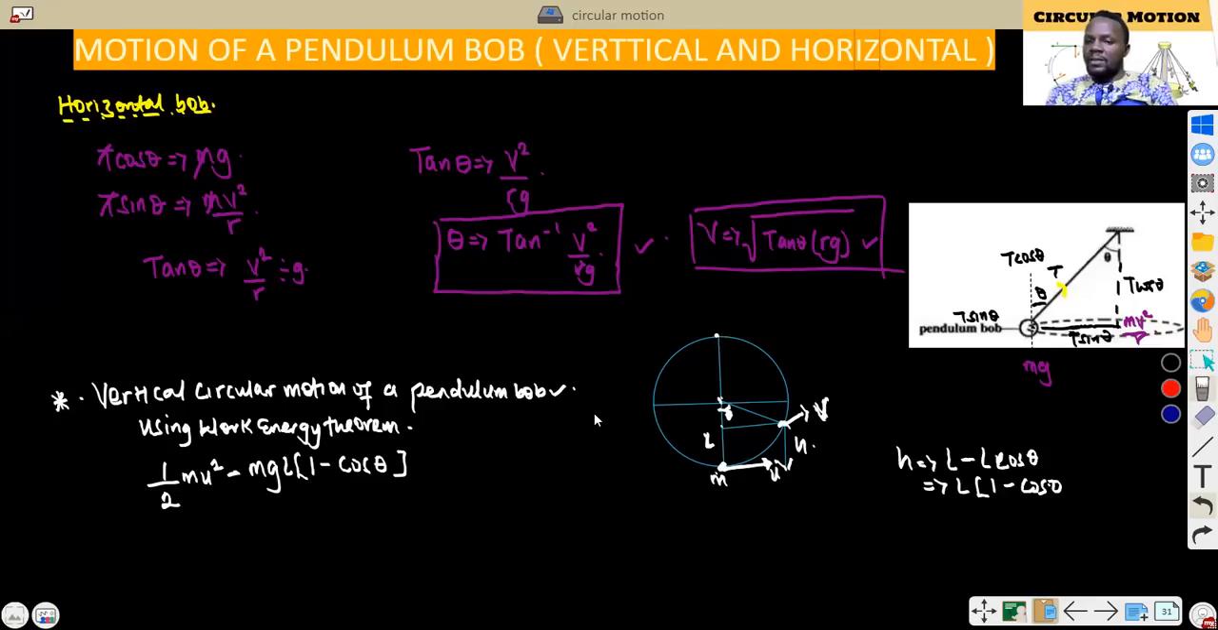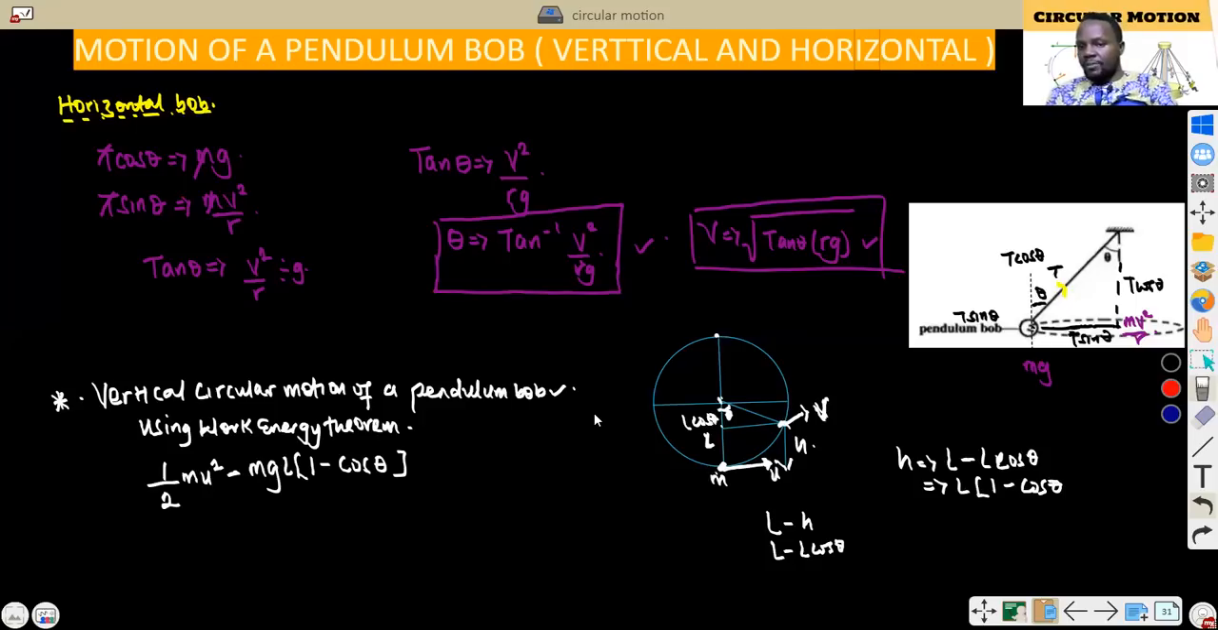I told you at this point, we said the remaining length from here to here is L minus h. And when I resolve this into the component, I get it as L cos theta. So L minus L cos theta. That is how I came about it. I'm trying to let you see it. So I call this place L cos theta.